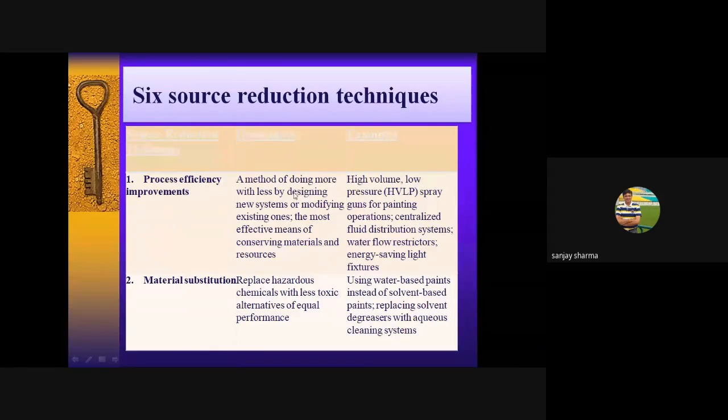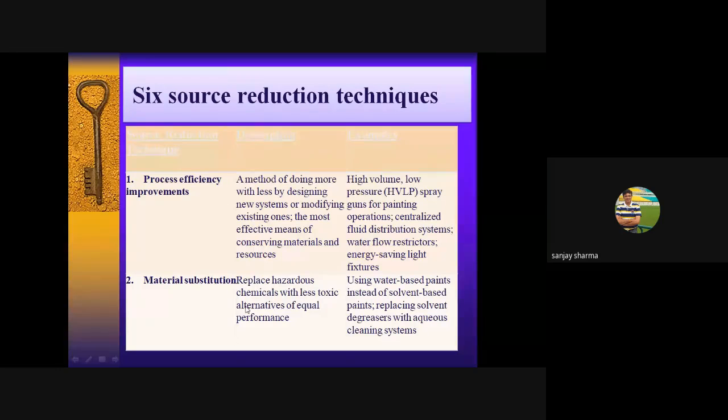So a method of doing more with less by designing new systems or modifying existing ones, and the most effective means of conserving materials and resources, like high volume, low pressure spray guns for painting operations, centralized fluid distribution systems, water flow restrictions, energy saving light fixtures, etc. These can be a few examples of improving the process through efficiency improvements.